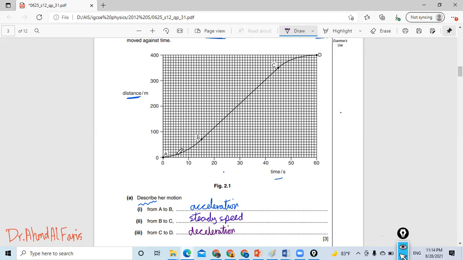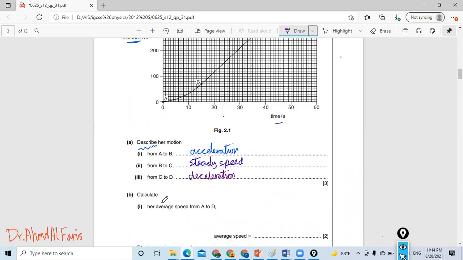So as you can see, in a distance-time graph, the gradient represents the speed. As the gradient keeps increasing, it's steeper, which means there is acceleration. Where the gradient gets less, we get lower speed. But from B to C, it is a straight line, which means constant speed or steady speed.